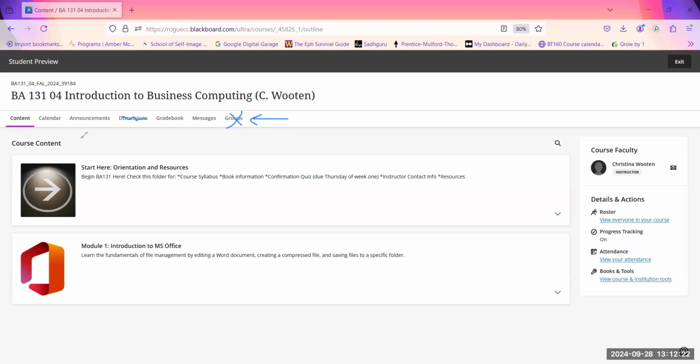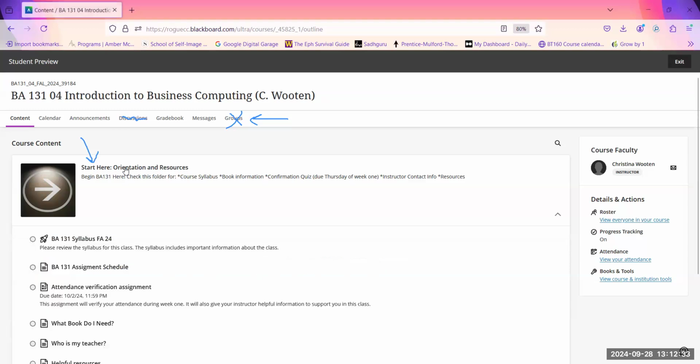What I am going to do next is I'm going to click on where it says Start Here, Orientations and Resources. This is the first place that I would encourage you to go once you log into your Blackboard course shell. Now, what you'll see when you log in here is the BA 131 syllabus. The syllabus is basically the contract for this class.